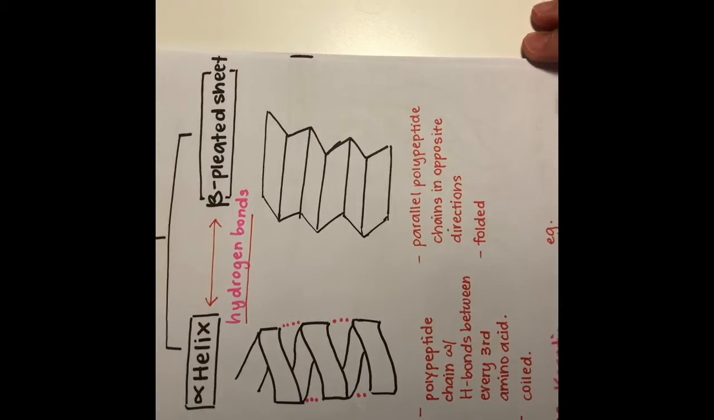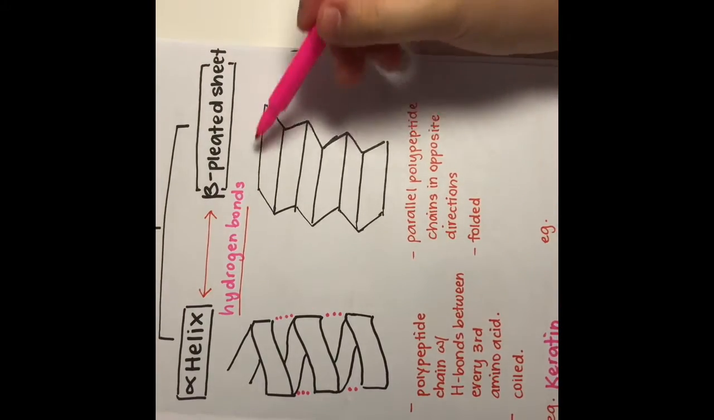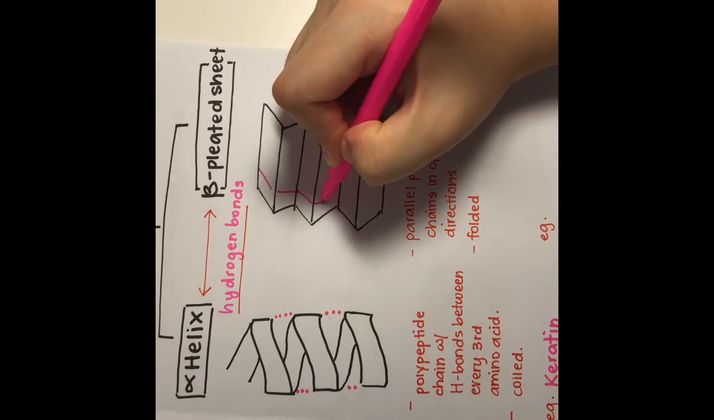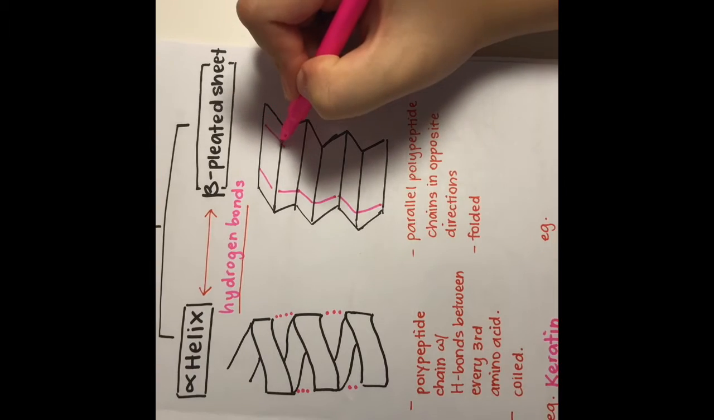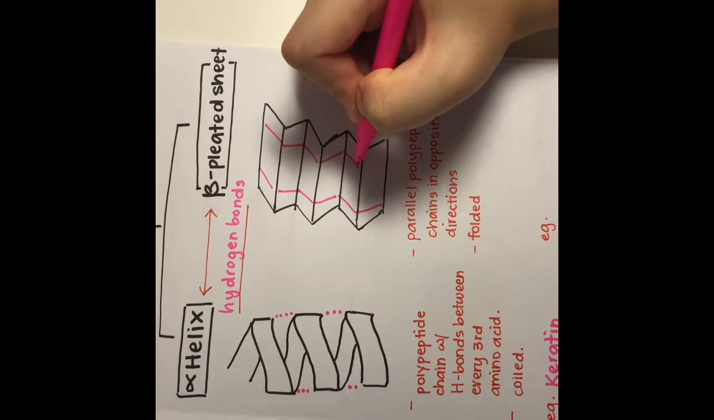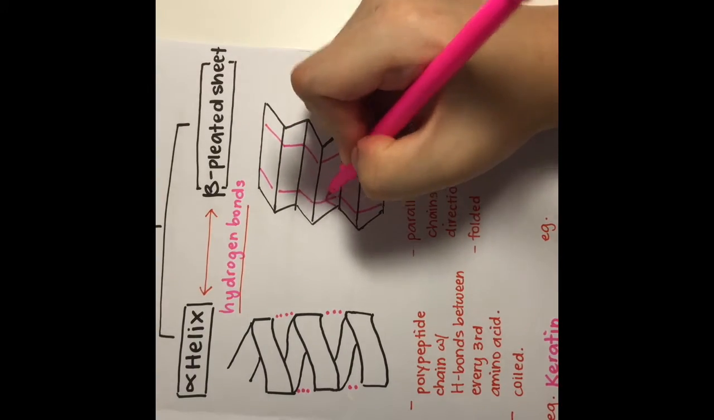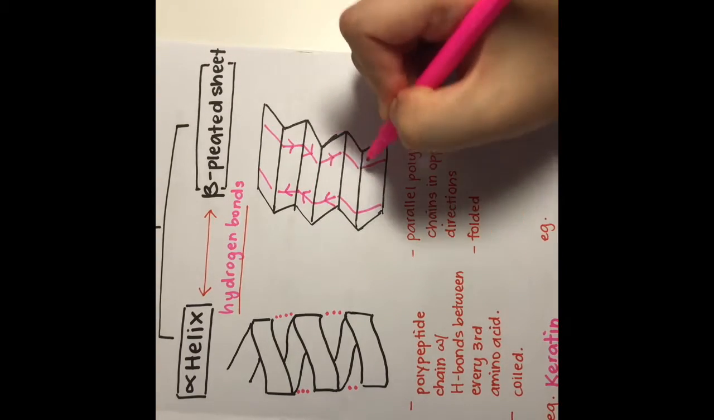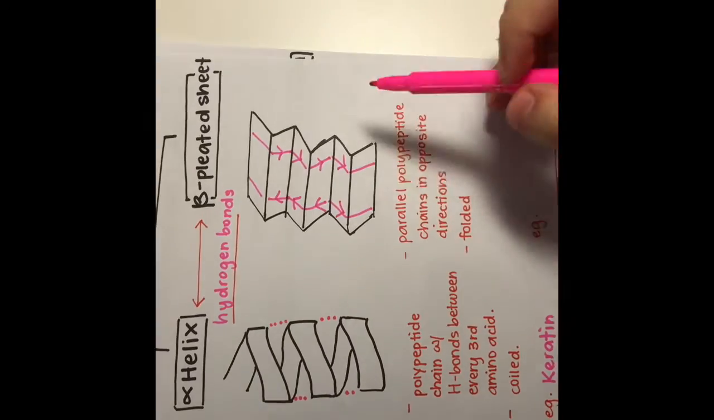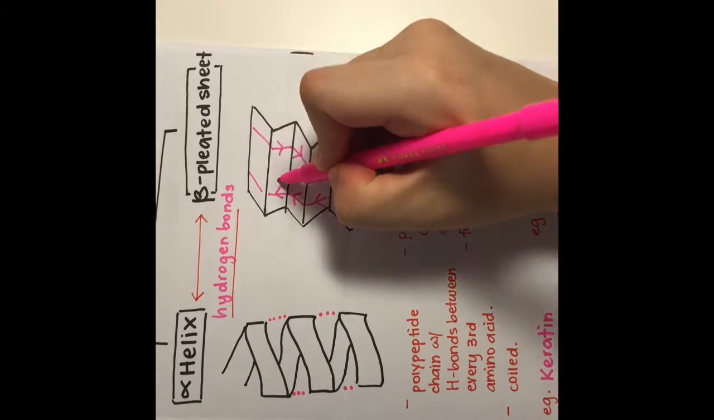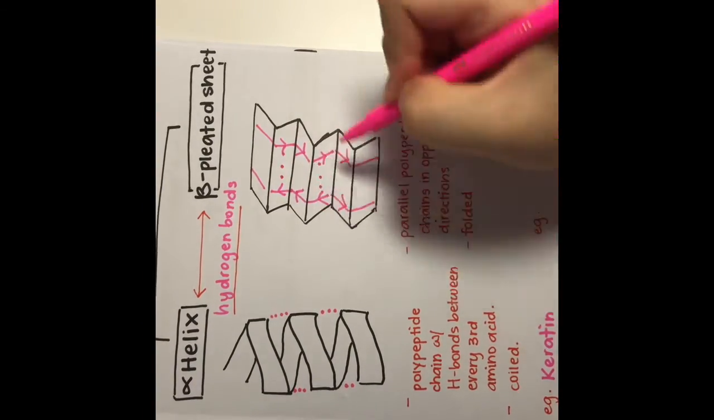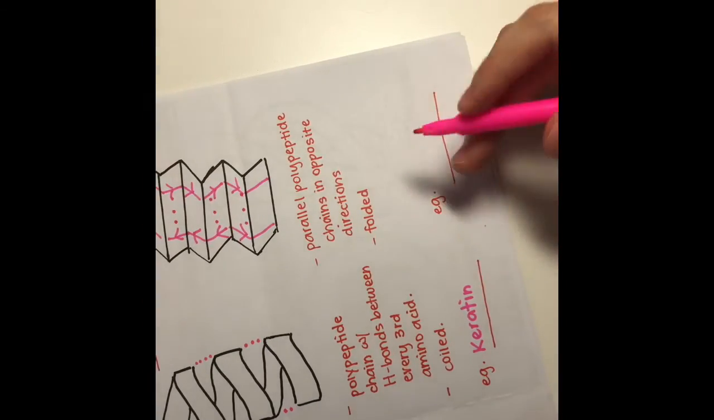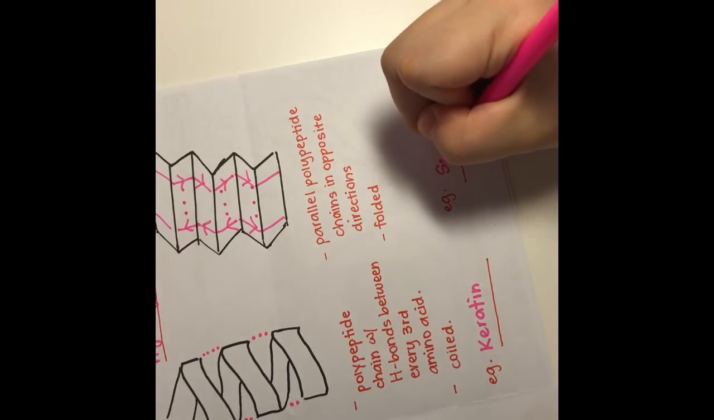And then for beta pleated sheet, it will form a folded sheet like this, where there are actually 2 polypeptide chains that run parallel to each other. But the difference is that they're going to be moving in opposite directions. Then once they're folded into this shape, hydrogen bonds between the 2 chains will hold it in this position. So an example of this would be silk.